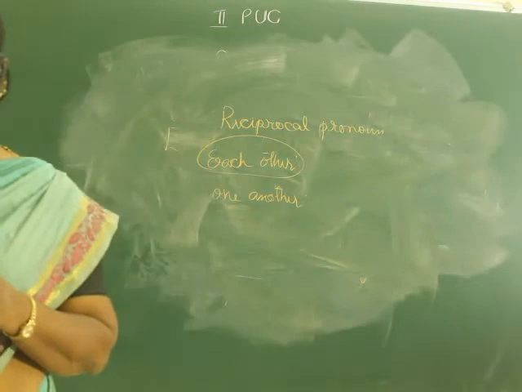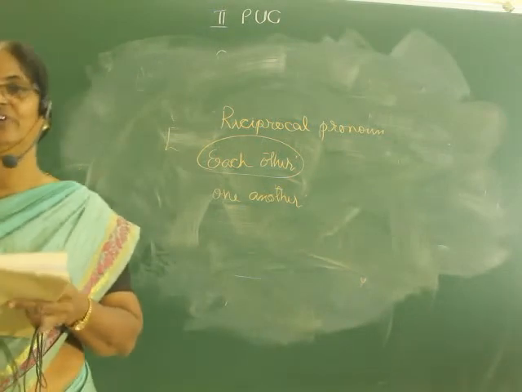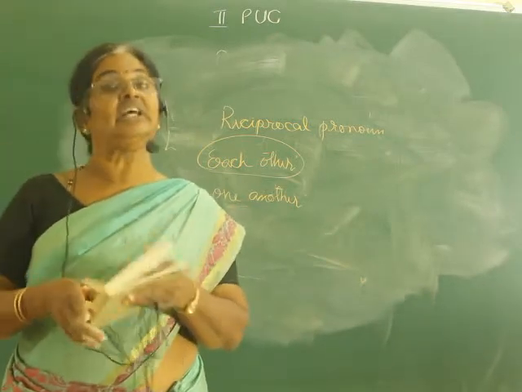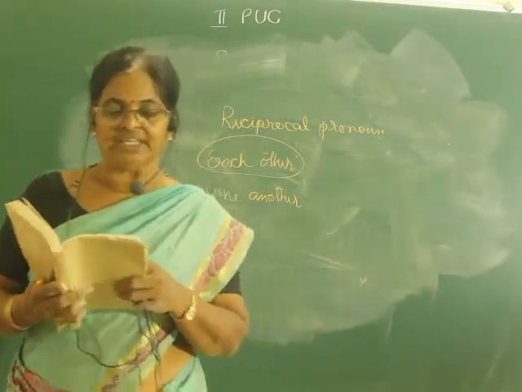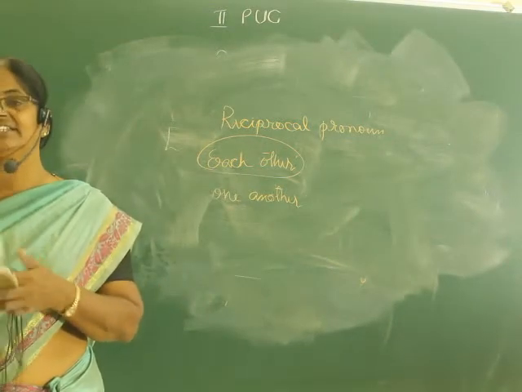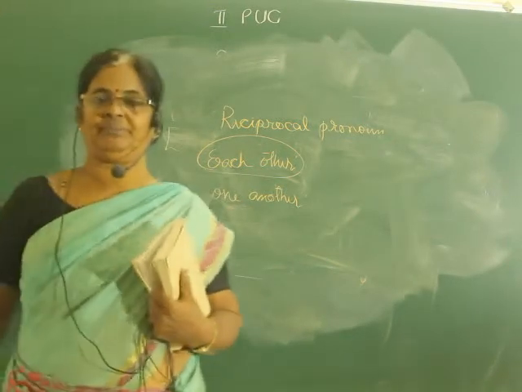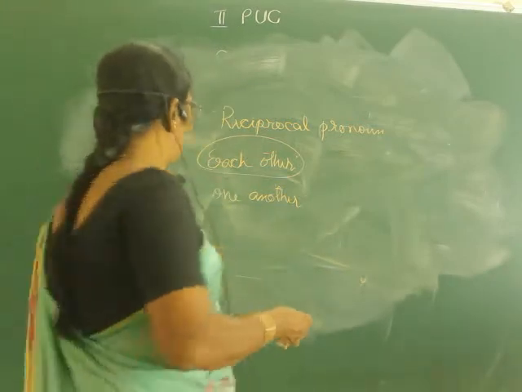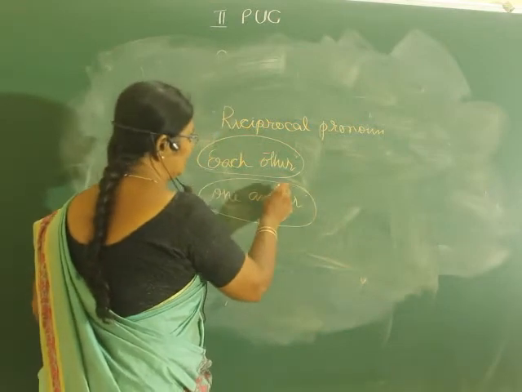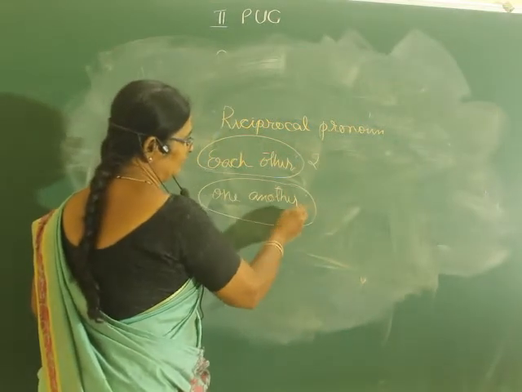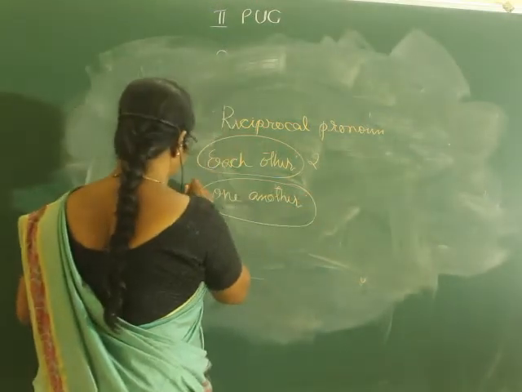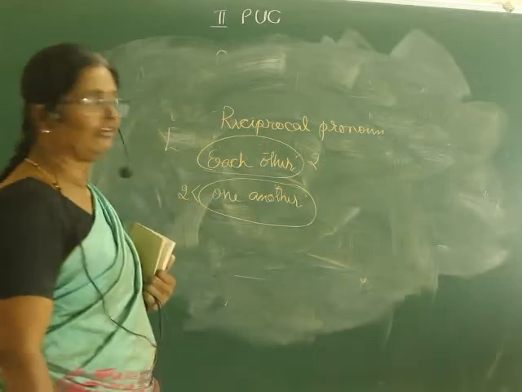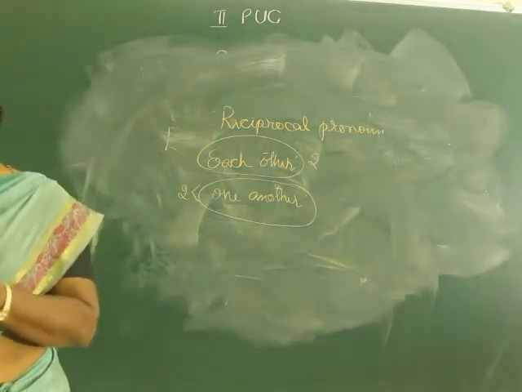Next. They meet regularly at each other's house. Once his house and next her house, like that, each other's house. They are always ready to go to one another's help. That means it's a group. So when it is more than two, we use one another. Only two, we use each other. That should be remembered.